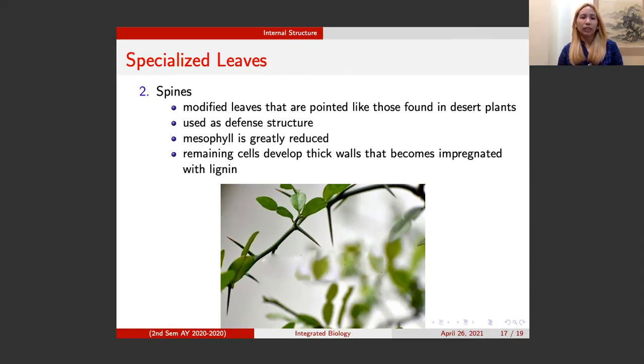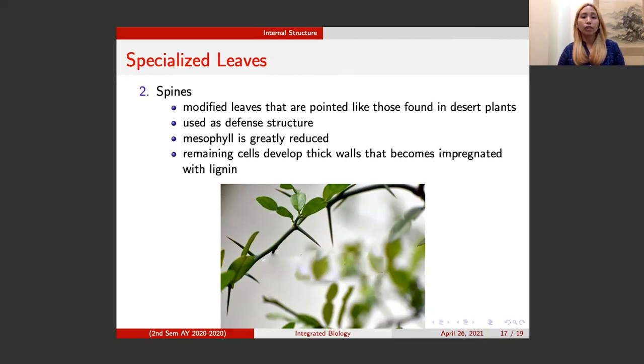You will find this in calamansi. You will find this in, well, sa rose it's thorns. No, basically they are not spine. So spines are highly pointed. Mahaba sila. Okay? So they are used as defense structure.